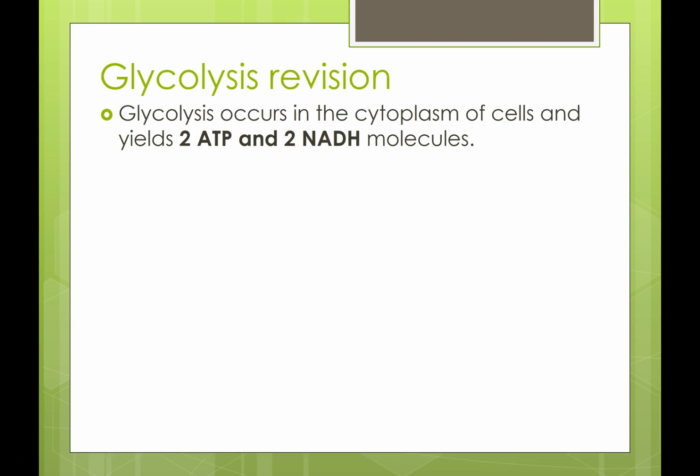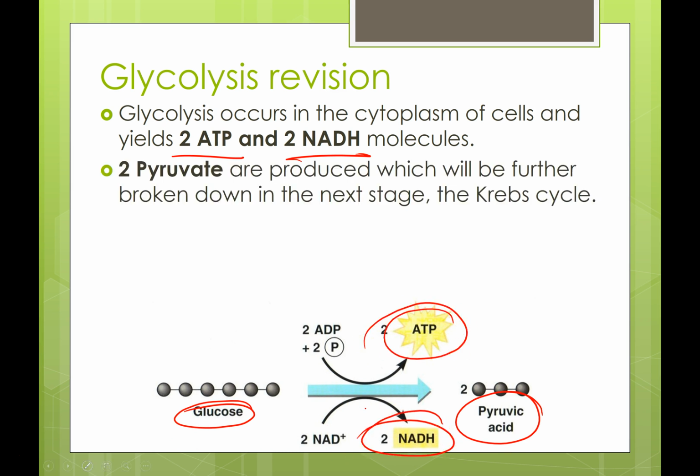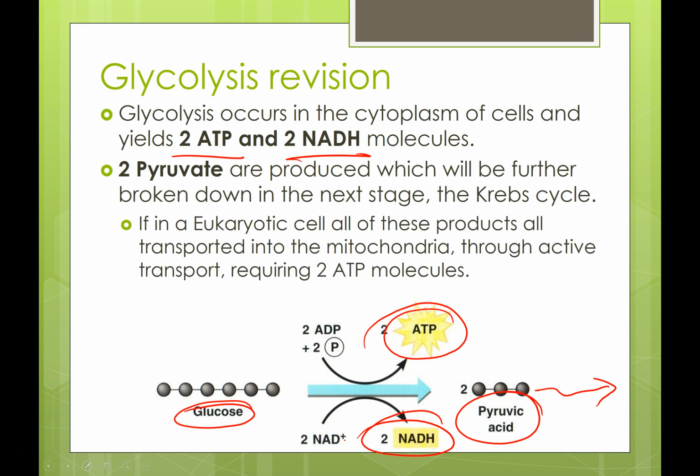So let's revise glycolysis really quick. It occurs in the cytoplasm of cells and yields 2 ATP and 2 NADH molecules. So we break down glucose into pyruvic acid, forming those 2 ATPs and 2 NADH molecules. The 2 pyruvate produced are going to be further broken down, so these are going to go into the next stage, the Krebs cycle. If we were in a eukaryotic cell, all of these products are going to be transported into the mitochondria through active transport, and that actually requires 2 ATP molecules.